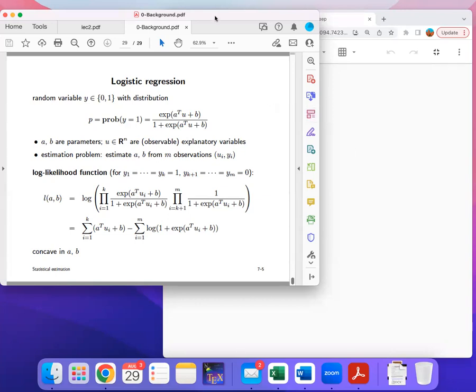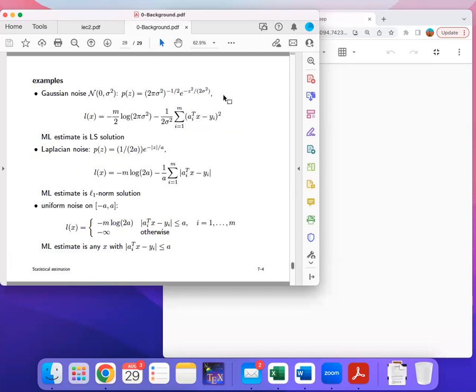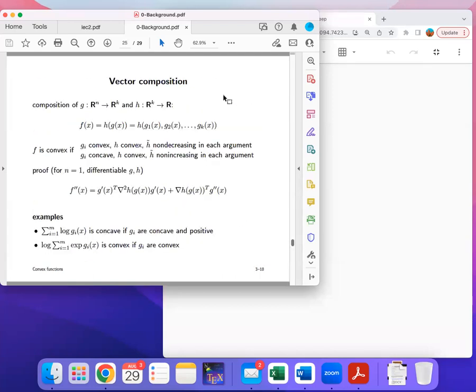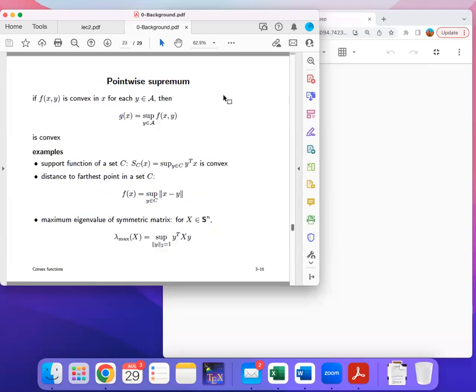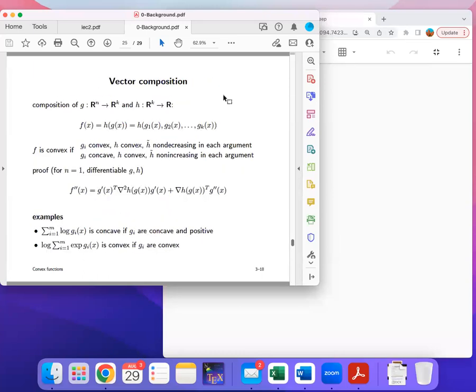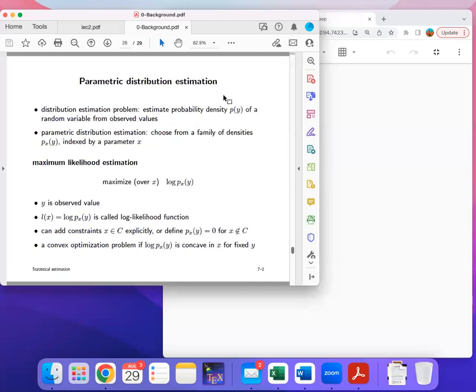Yeah. So last time we talked about all the convex functions and its properties. Okay. And today we will just discuss a general formulation that connects machine learning with signal processing and many other applications. It's called the maximum likelihood estimation.